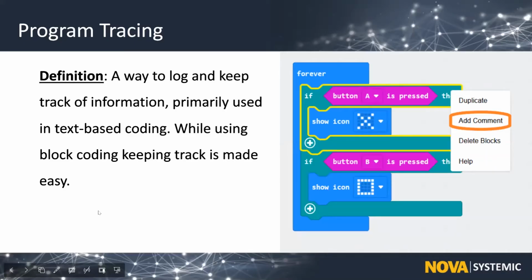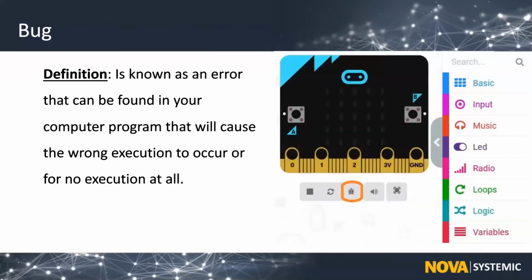Program tracing is a way to log and keep track of information. This is primarily used in text-based coding, but it can still be done in block-based, and I'll go over how to do so.